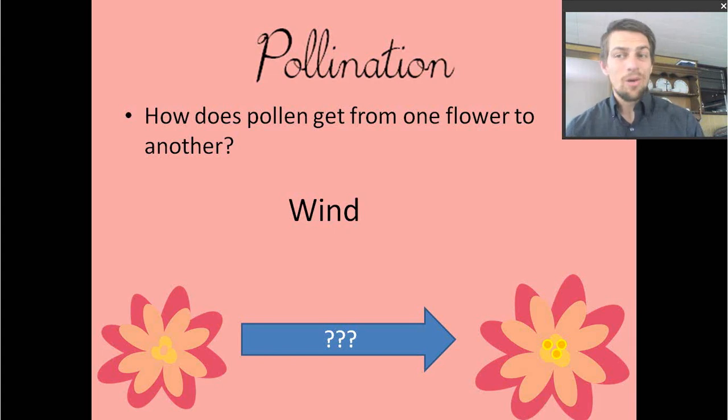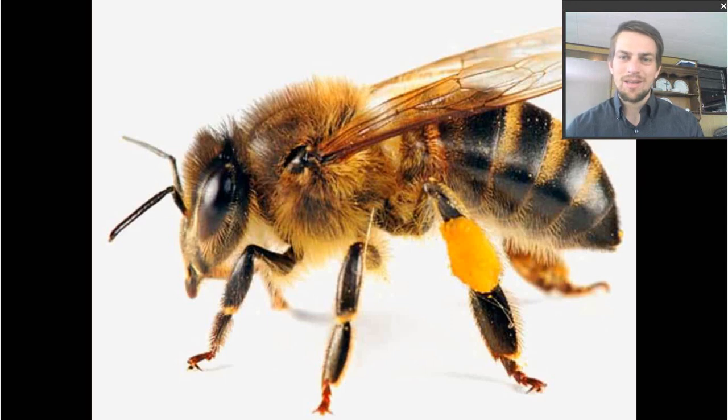But that's not the only way that plants pollinate. That's one way that many plants pollinate, but other plants use what are called pollinators. And one of the most famous pollinators out there is the honeybee. So this lovely little fuzzy guy is a honeybee. And he is a very, very important creature for a lot of the world's plants.